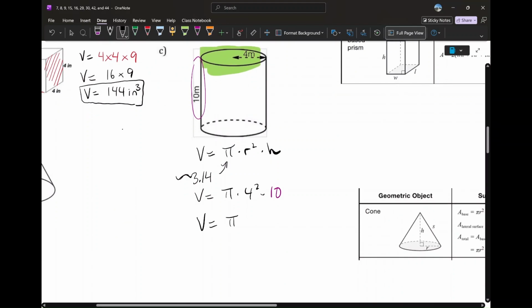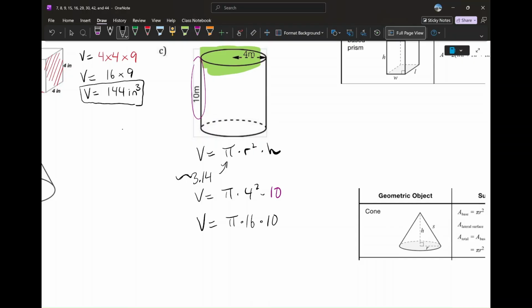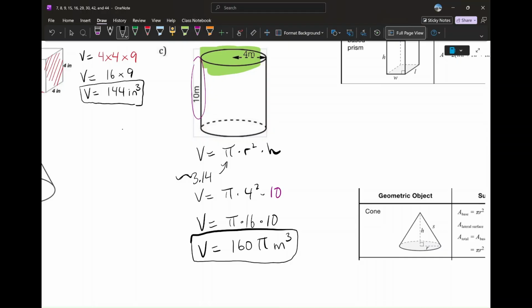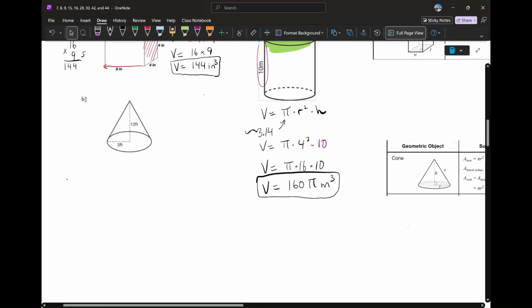So we got pi, 4 times 4, or 4 squared is 16, times 10. So our answer will be 16 times 10 is 160 pi meters cubed. And that's the exact answer. When you multiply that in your calculator, you might get a decimal number. So it should be around 160 pi.